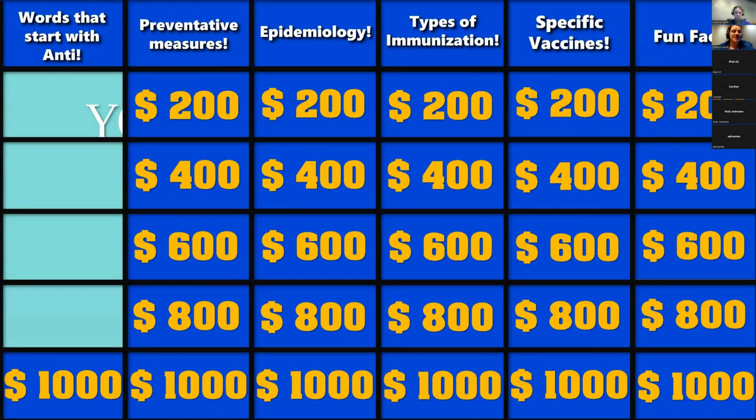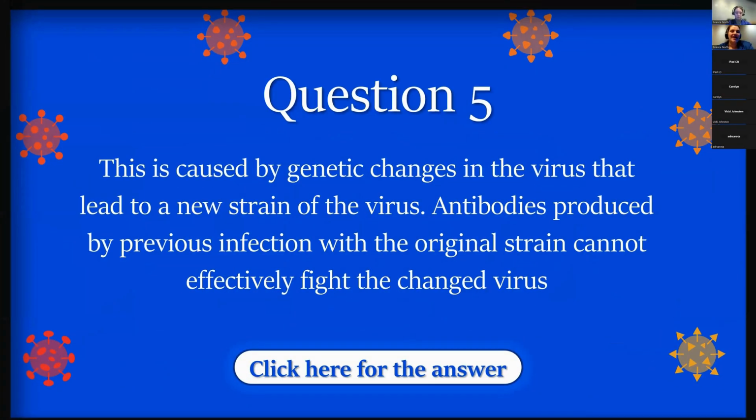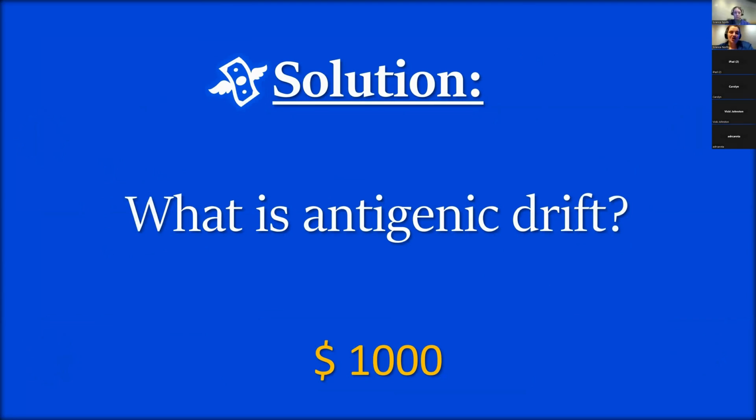Our last question in this category is our $1,000 question, and this is caused by genetic changes in the virus that leads to a new strain of the virus, which means antibodies that were produced by a previous infection or being previously vaccinated with the original strain, the antibodies cannot effectively fight this changed virus. So what is this word that starts with anti? If you answered, what is antigenic drift? Good job. Honestly, if you got antigenic, I'll give that to you. Good job.